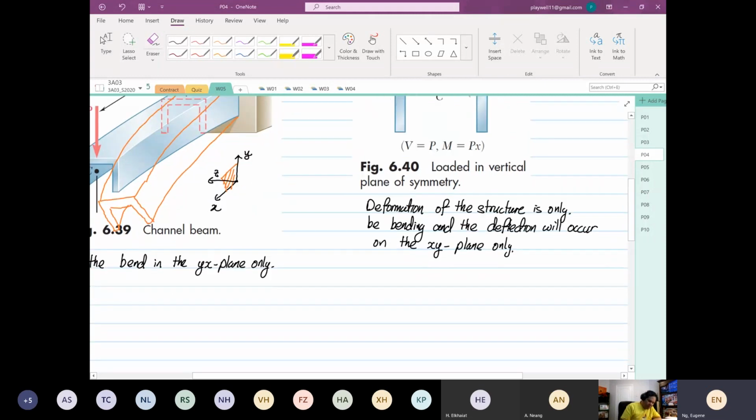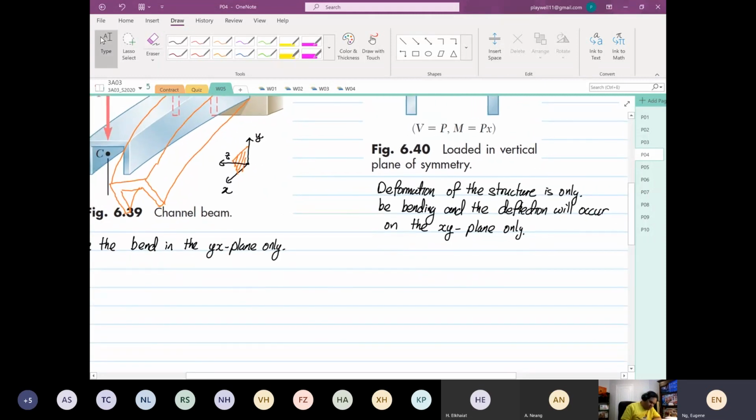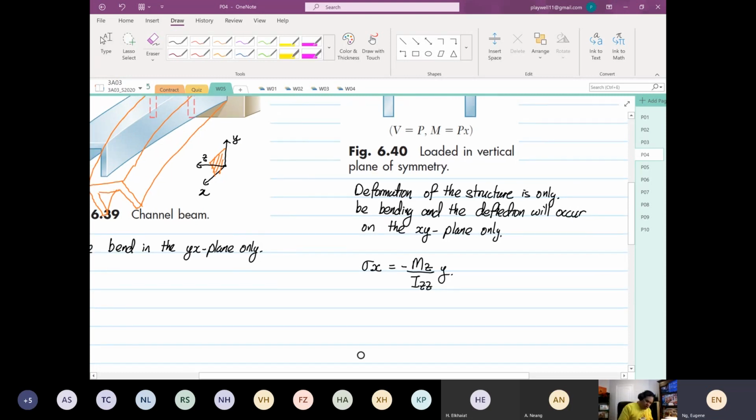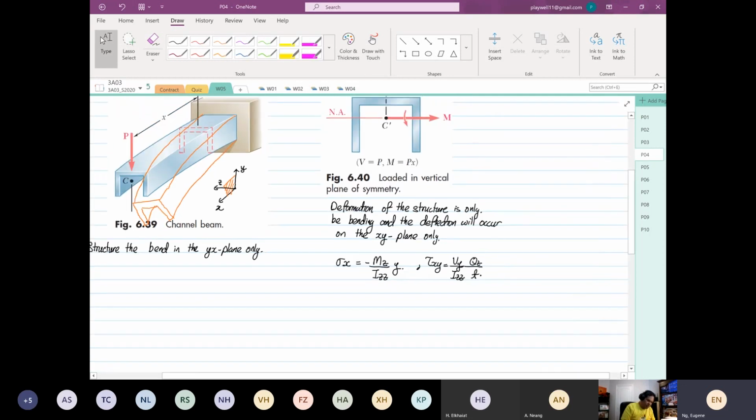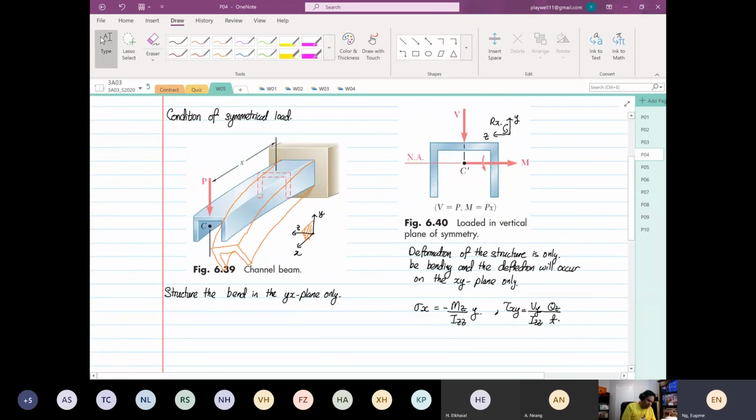So from here, you can apply two sets of formulas: the normal stress in the x direction is equal to minus Mz over Izz multiplied by y. Don't forget all this, okay? And then the shear stress tau xy is equal to Vy over Izz, Qz multiplied by thickness. Okay, so this is what we call symmetrical loading.